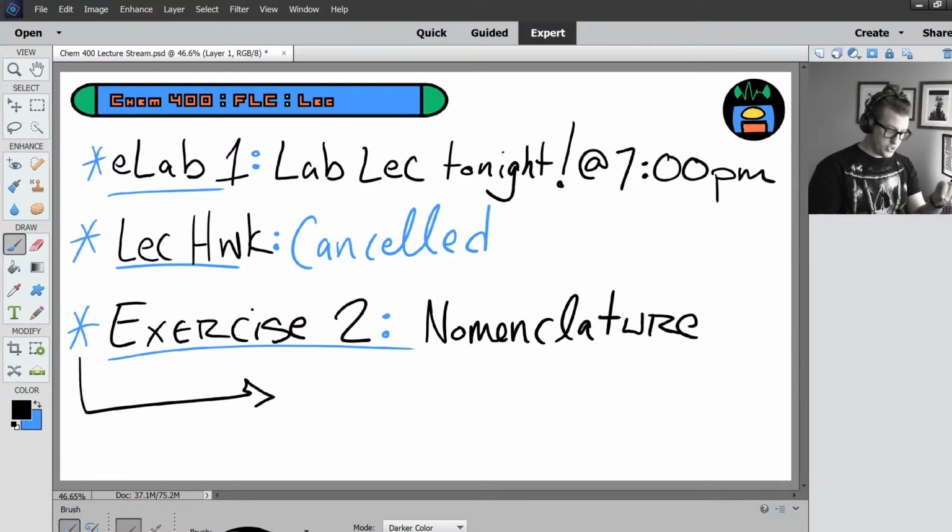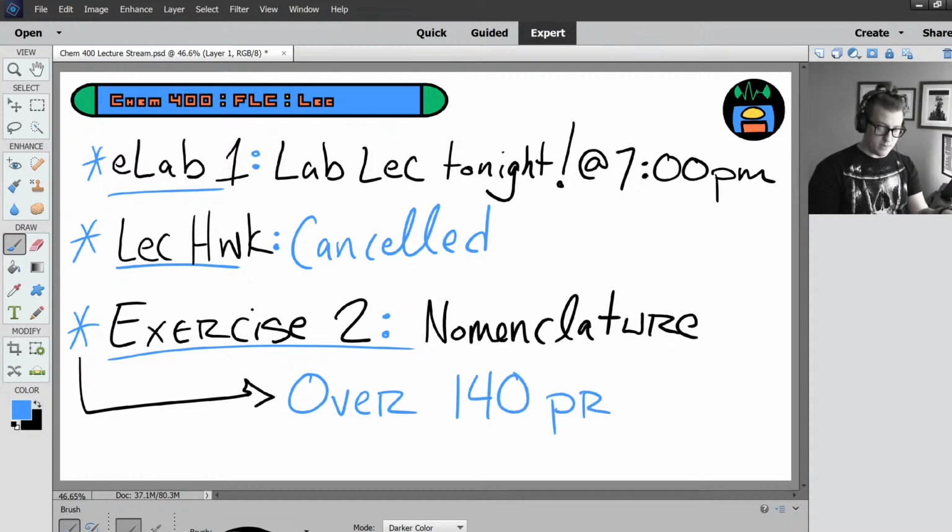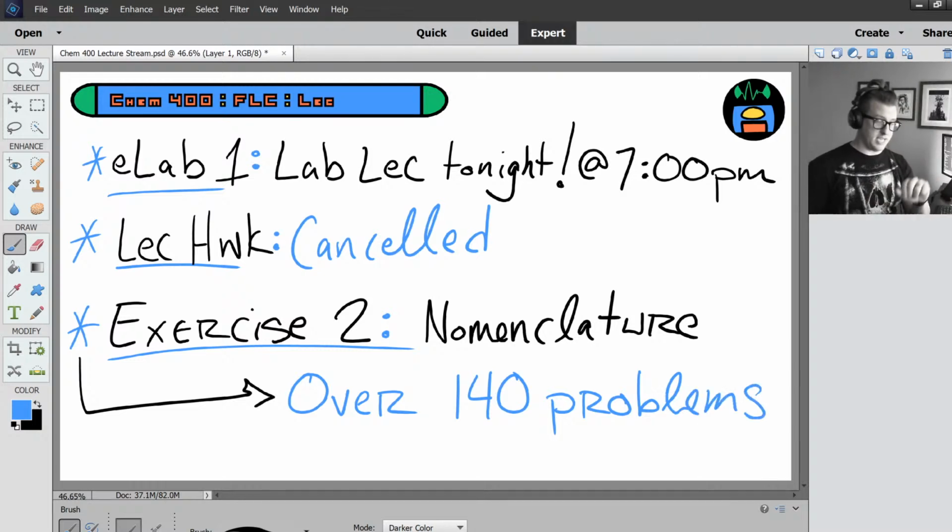Lab exercise 2 has over 140 problems. Now, these things are not insane word problems. It's literally two types of things: here's a compound's chemical formula, what's the name, multiple choice; or here's the name, what's the chemical formula, multiple choice.